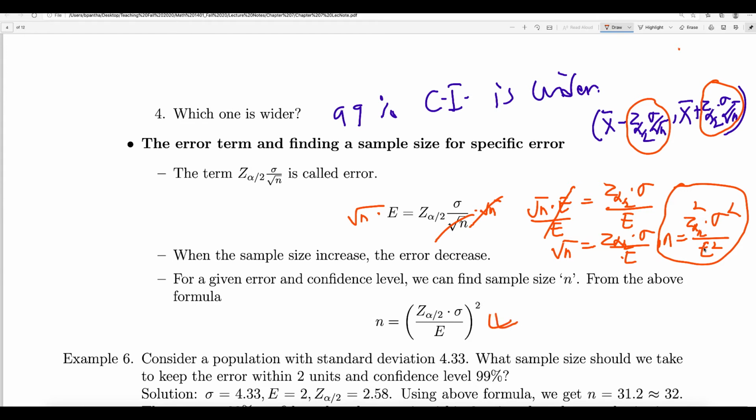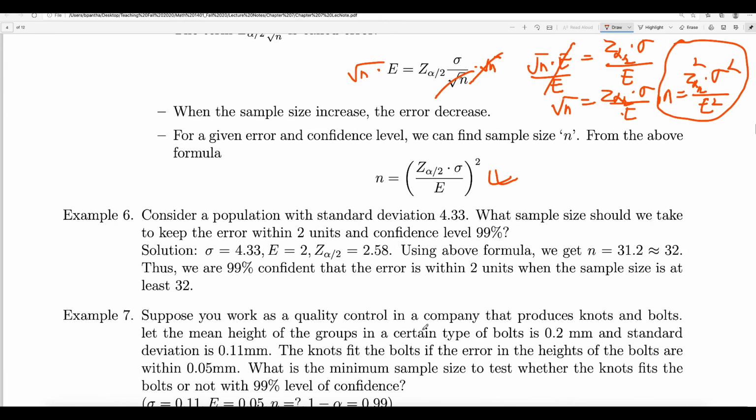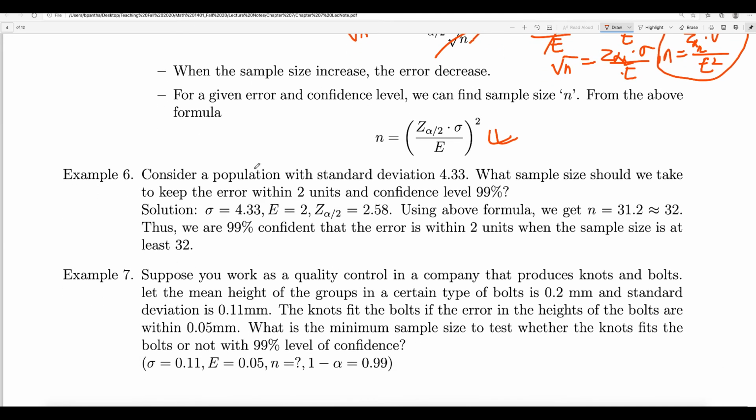Since all of these terms are squared, you can write a single square outside the parentheses and write the terms inside. Okay, let us do an example. Consider a population with standard deviation 4.33. So what is given? Sigma is 4.33. What sample size should we take? n is asked. To keep the error within 2 units, error is 2. And the confidence level is 99%.